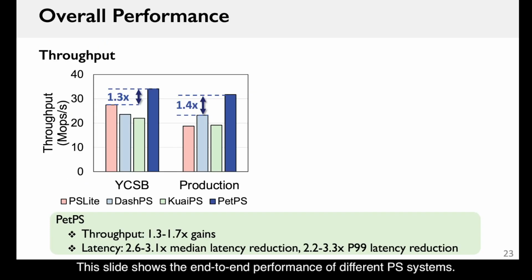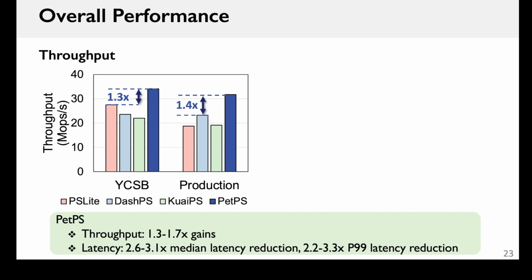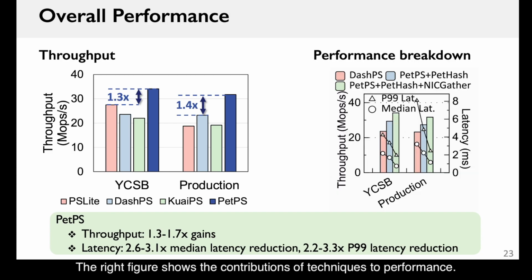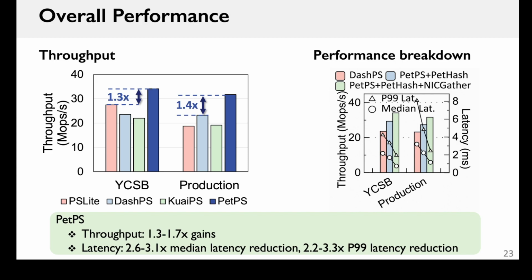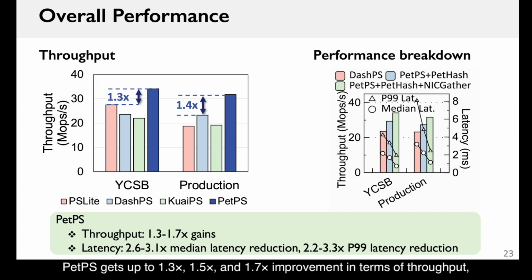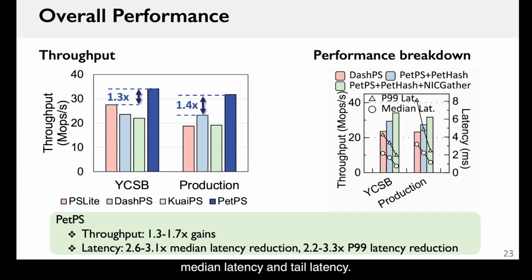This slide shows the end-to-end performance of different PS systems. Compared to other PSs, PET-PS can get up to 1.7 times throughput improvement, with 3 times median and tail latency reduction. The right figure shows the contributions of techniques to the final performance. We begin with Dash PS. By substituting the index to PET hash, PET-PS gets up to 1.3 times, 1.5 times, and 1.7 times improvement in terms of throughput, median latency, and tail latency.